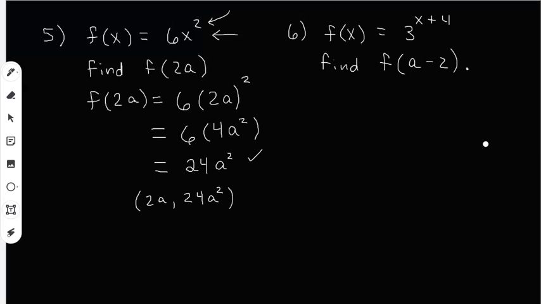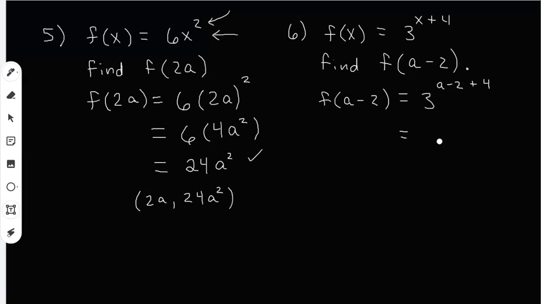So what am I going to do? Well, I'm going to keep the function the same. The only thing I'm going to change about it is I'm going to replace the x with an a minus 2 and see what happens. So I have f of a minus 2. I start off with that. I have a 3. And instead of putting an x up here, I'm going to put in an a minus 2. So I'm going to replace the x with an a minus 2, and then I'm going to add 4 to the end.